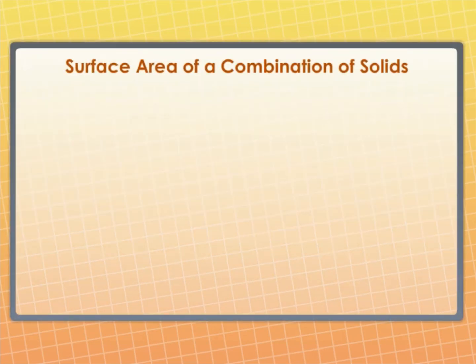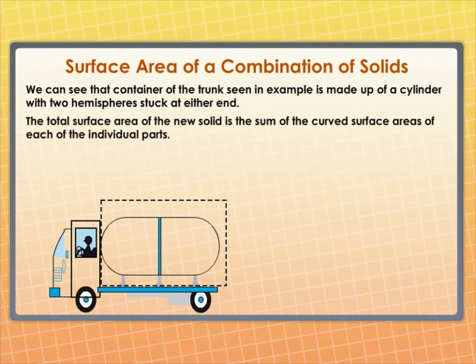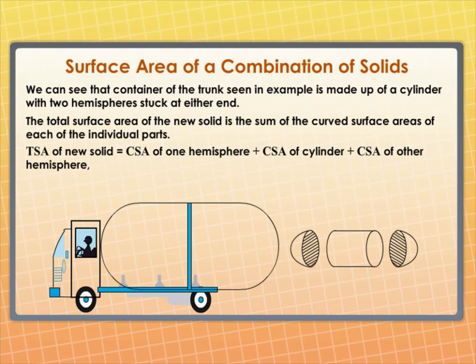Surface area of a combination of solids. Now let's try to calculate the area of the container of the truck seen in the previous example. We can see that this solid is made up of a cylinder with two hemispheres stuck at either end. As we know, the total surface area of the new solid is the sum of the curved surface areas of each of the individual parts. TSA of the new solid is equal to CSA of one hemisphere plus CSA of cylinder plus CSA of other hemisphere, where TSA is the total surface area and CSA is the curved surface area.